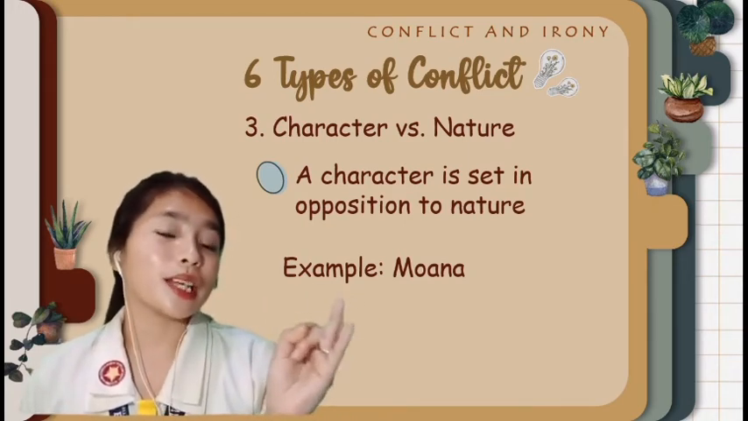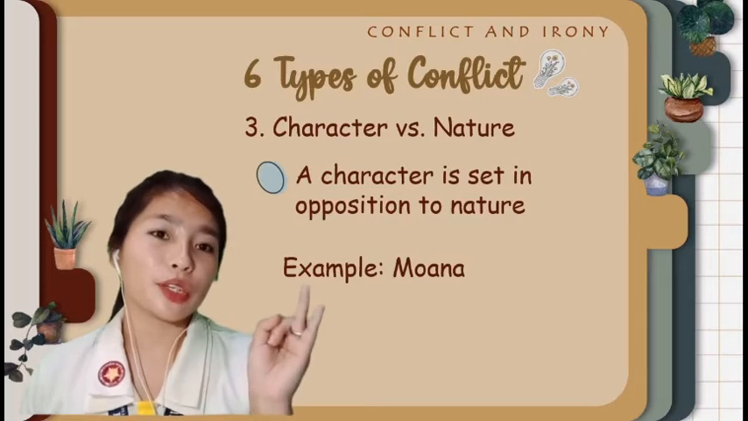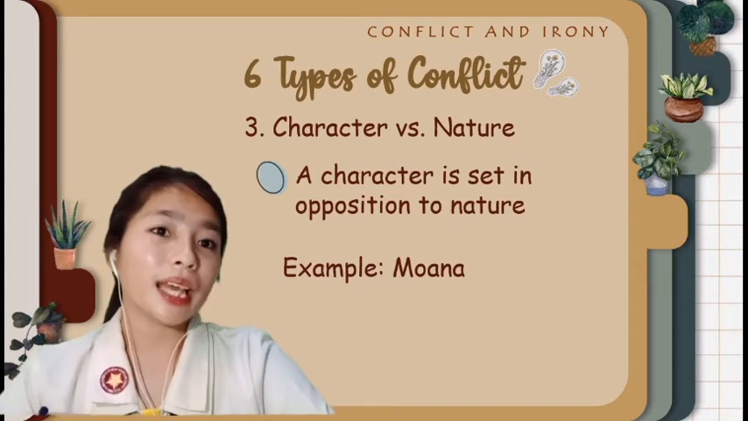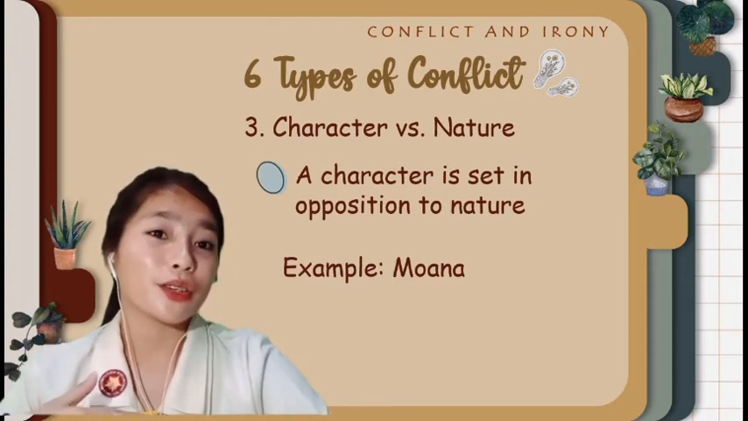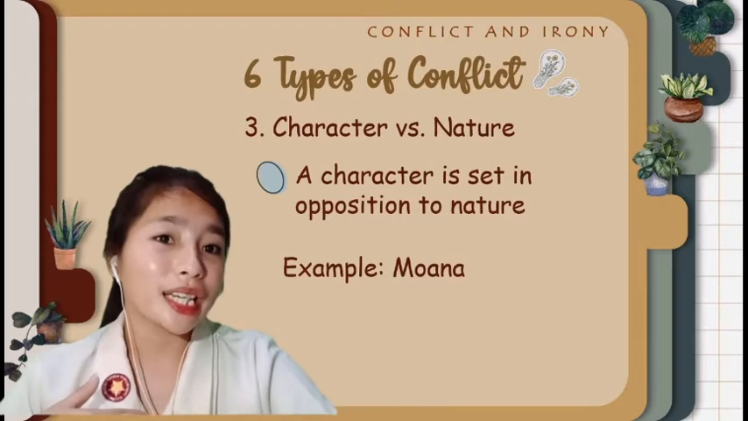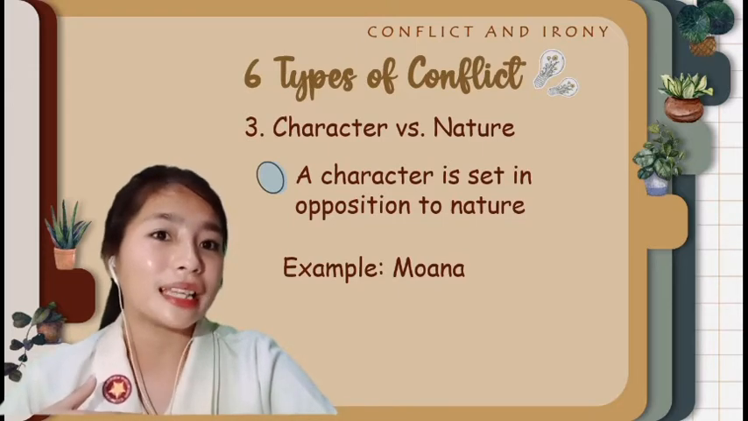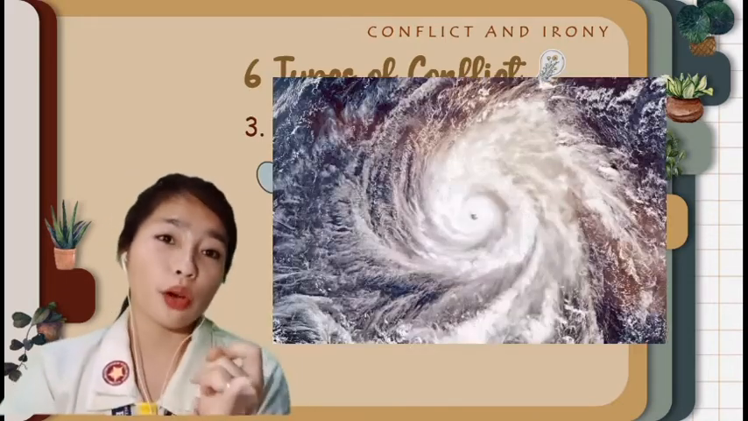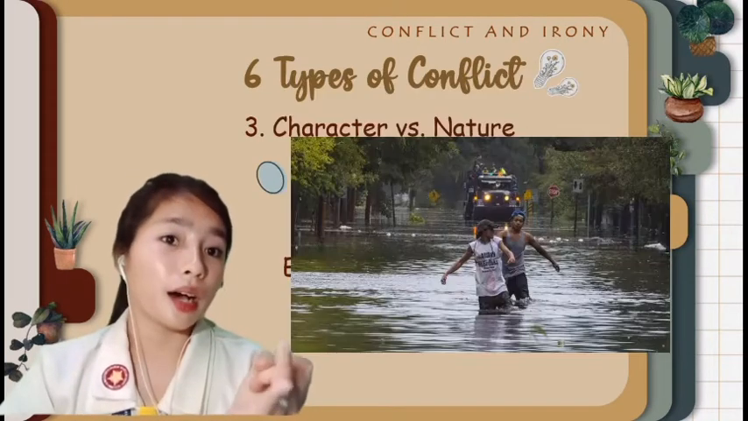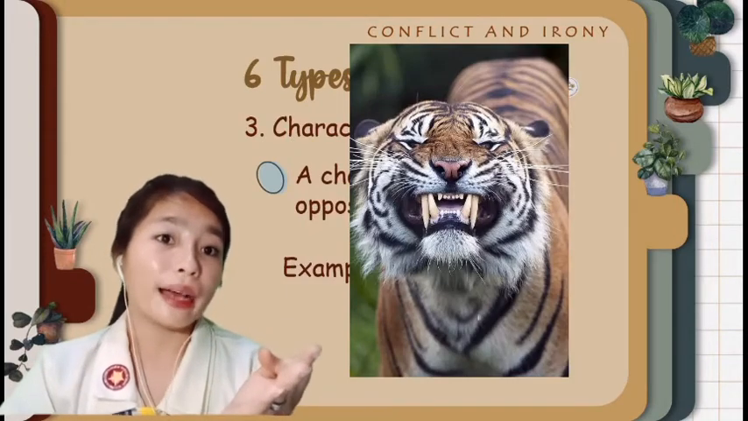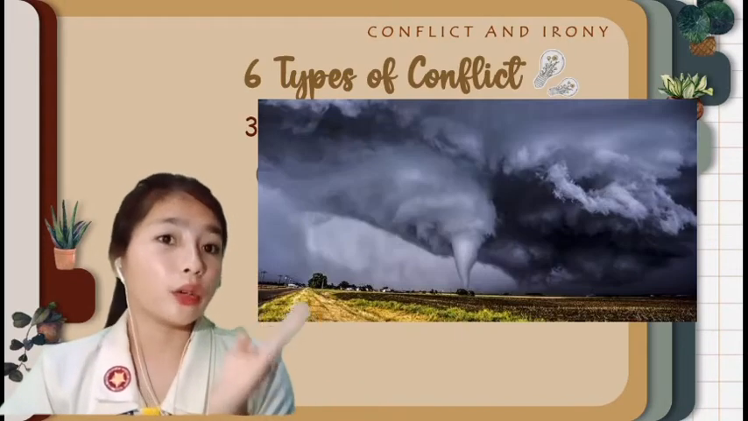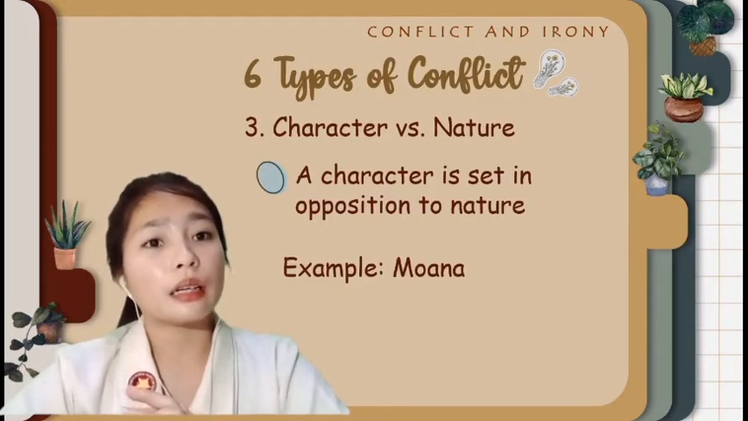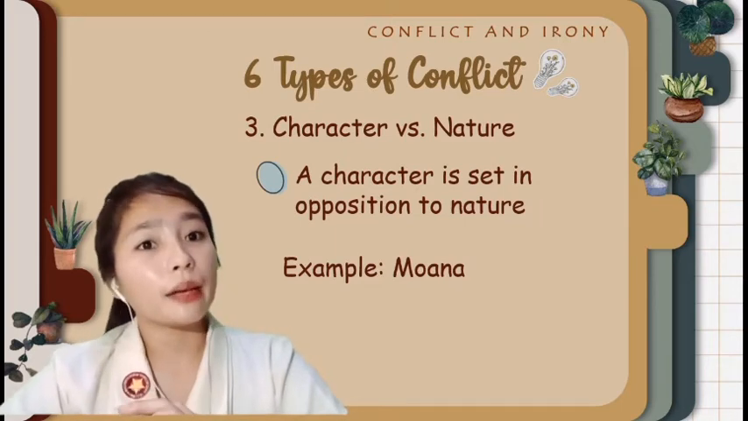Now, we are done with the two types of conflict, which are the character versus self and character versus character. So let's move on to the third type of conflict, which is the character versus nature. So in this third type of conflict, the character is set in opposition to nature, wherein he or she needs to surpass and overcome the things beyond their controls and the forces by nature. It includes the storms, the floods, animals which are wild, tornado, earthquakes, and epidemics.